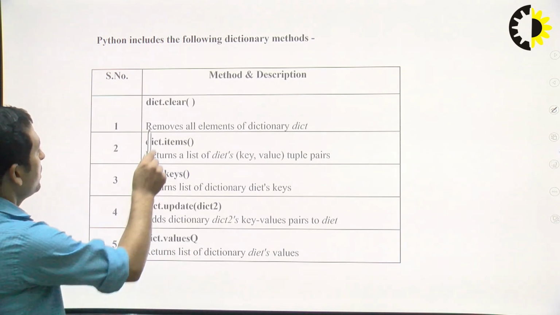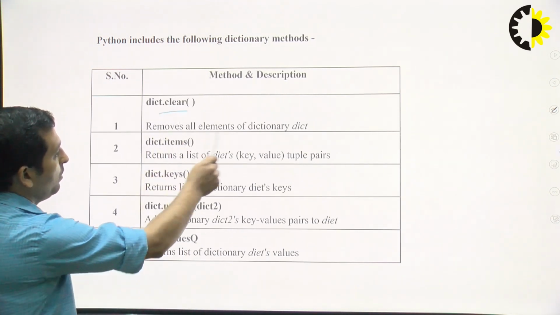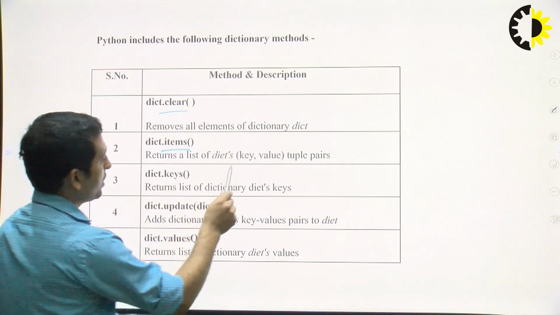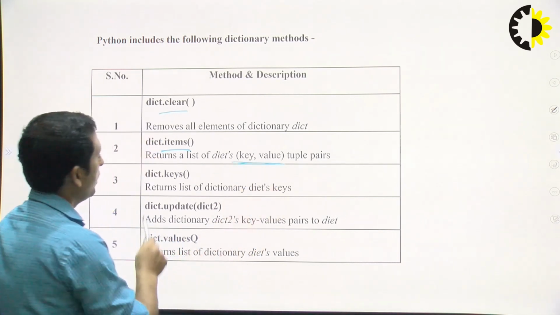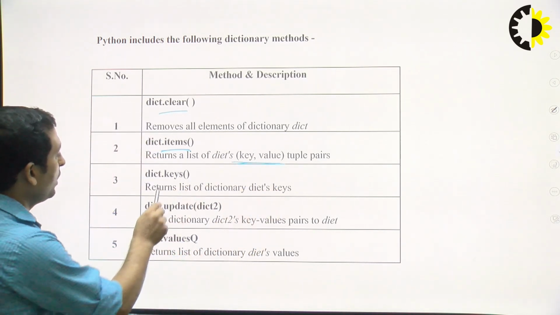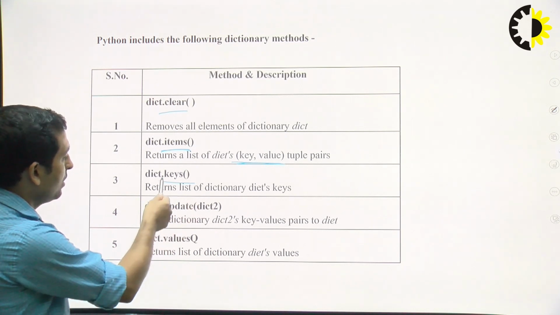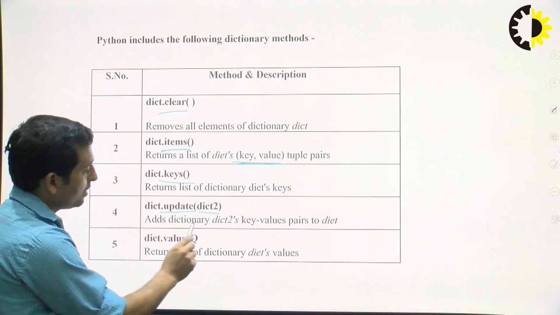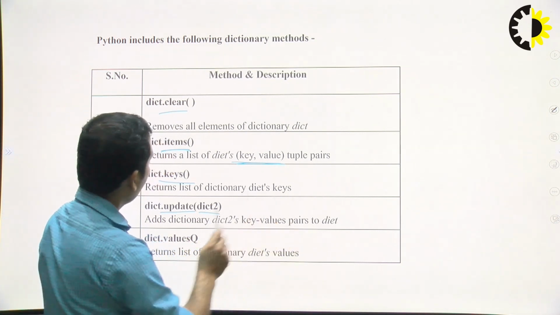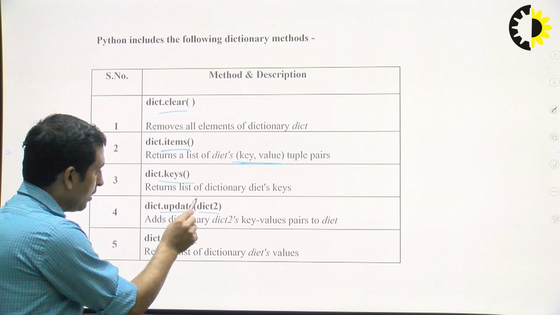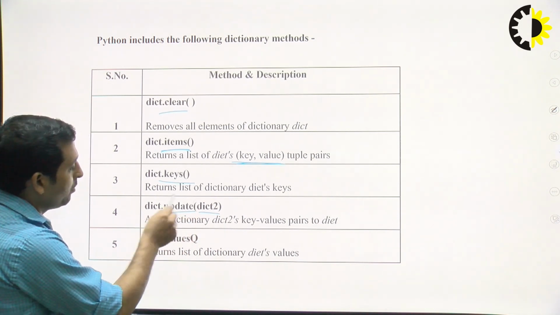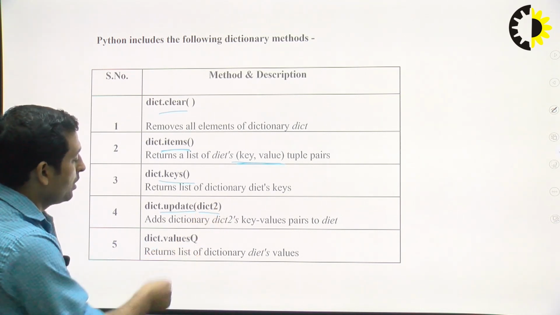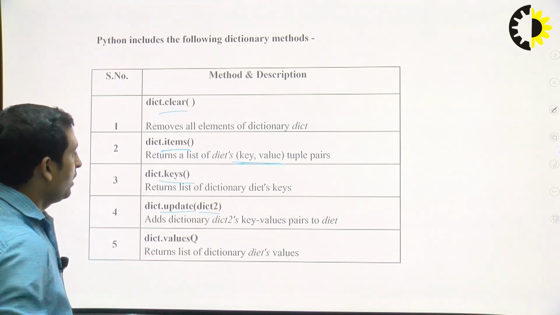Some methods we discussed here. Dot clear removes all the elements of the dictionary. Items returns the list of dict key value pairs. If we want to access the keys, then use the keys method. Update adds the key value pairs of dict 2 to the dictionary, which means updating the key values. Dict dot values returns the values present in the dict.